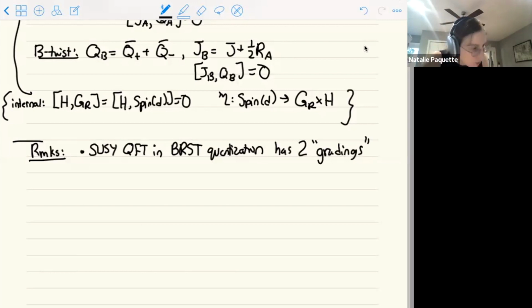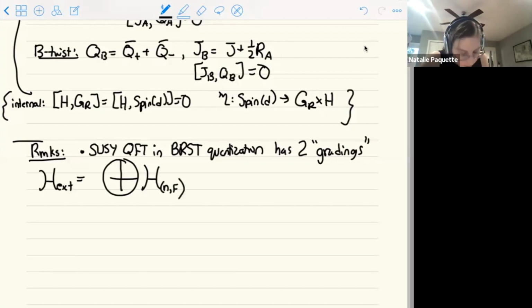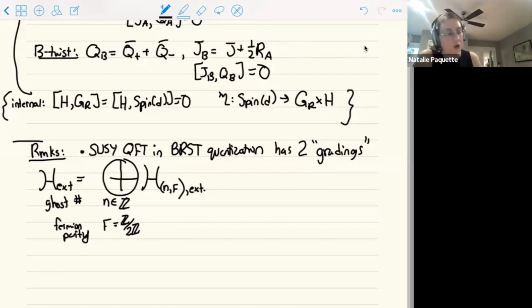But just two quantum numbers, which means that I can take my big extended field space before I even take the cohomology and consider it as being labeled by these two quantum numbers that I'll call little n and f. Little n is an integer, and f, which is fermion parity, is just something defined mod 2. So f is fermion parity. We certainly have that in a SUSY QFT. And n in BRST quantization, which you've probably seen when you've studied BRST quantization, is the ghost number, where the C ghost has ghost number 1 and the B ghost has -1.